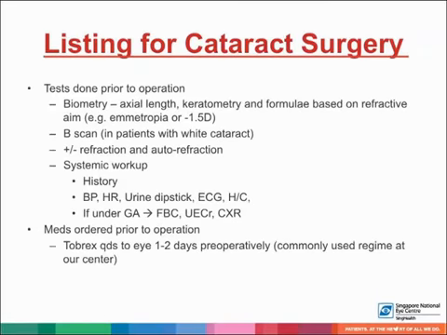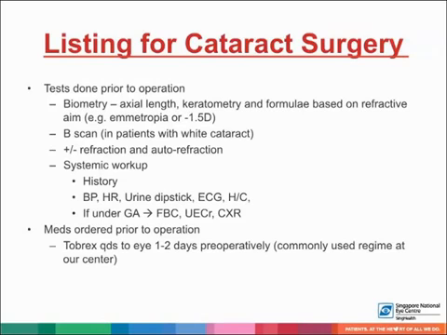When you list for cataract surgery, typically you do biometry, which assesses the axial length, and keratometry, which is the corneal curvature, and will then give us formulae to calculate the intraocular lens power that we would need to put in the eye for the surgery. We do a B scan for patients with a white cataract to ensure that there's no gross retinal abnormality like a retinal detachment. For example, if a patient has white cataract and a B scan shows a retinal detachment, then of course we may not want to proceed with the cataract surgery because the prognosis is going to be very poor, and we might want to consult a VR surgeon for his opinion.